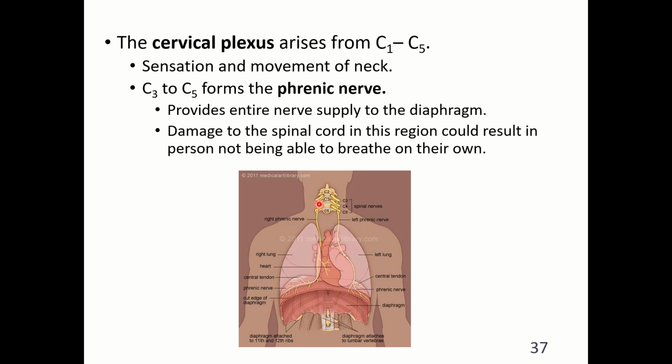Here we see the phrenic nerve, and of course they'll be paired, a right and a left. The phrenic nerve provides the entire nerve supply to the diaphragm. Damage to the spinal cord in this region could result in the person not being able to breathe on their own. When you have hiccups, that is an irritation of the muscles and a spasming of the diaphragm because of misfiring in the phrenic nerve.